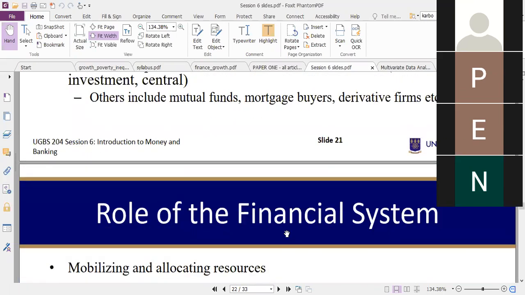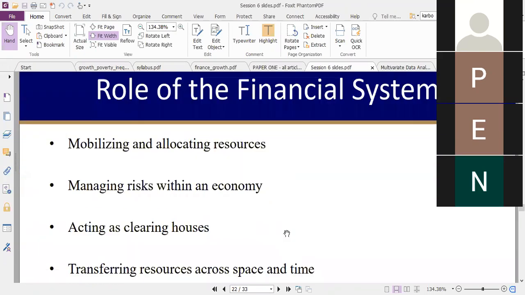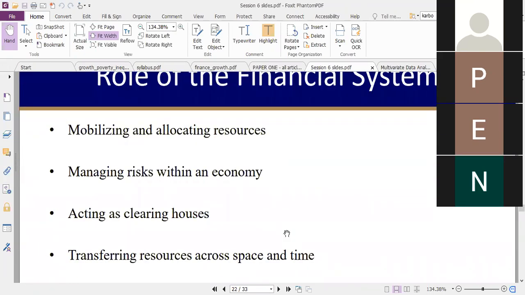So what are some of the roles of the financial system? The first role of the financial system is mobilizing and allocating resources. I've already explained this: they take money from those with surplus funds and give it to those with a deficit. They collect savings from those who don't need it and give it to those who need it. That's mobilizing and allocating resources. That's one function. The second one is they manage risks within the economy.